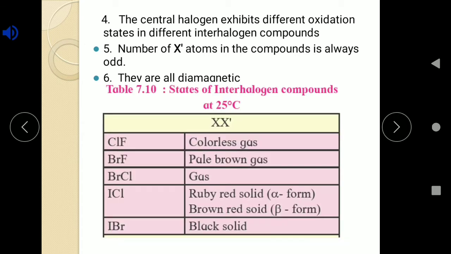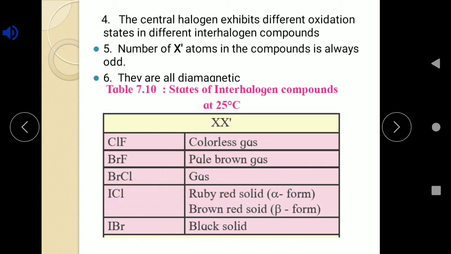States of interhalogen compounds at 25 degrees Celsius, that means at room temperature. We will see one by one. First type is XX dash, that means monohalides, halogen monohalides. First example, suppose we take chlorine monofluoride. It is a colorless gas. BrF is a pale brown colored gas at room temperature.